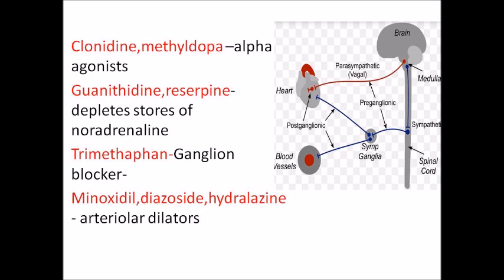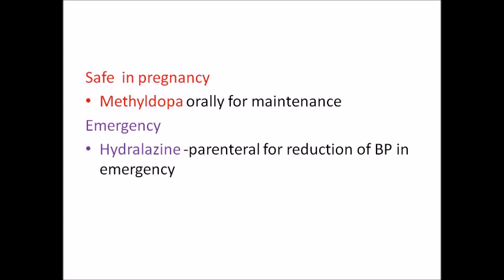Two important questions that can be asked from the antihypertensive part: which antihypertensive is safe in pregnancy? Methyldopa, the centrally acting one, is safe in pregnancy and it is used orally for maintenance of BP. And which drug is to be given for the reduction of BP in an emergency? It is hydralazine, and obviously for an emergency it is parenterally administered.